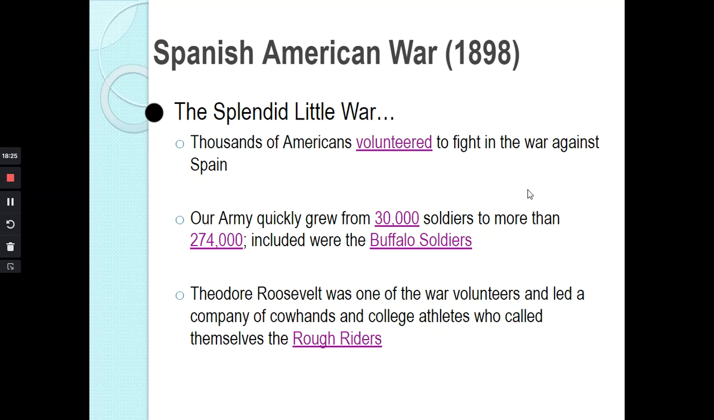Some call it the Splendid Little War. Thousands of Americans volunteered to fight. In fact, one of those, I'm going to skip to the bottom here, was Teddy Roosevelt. He volunteered and he got a group of cowboys and college athletes together, and they called themselves the Rough Riders, and they went to Cuba to fight. Now, one of the things you got to understand, Theodore Roosevelt met his group in Tampa. Please know that. They met in Tampa to leave to go to the war.